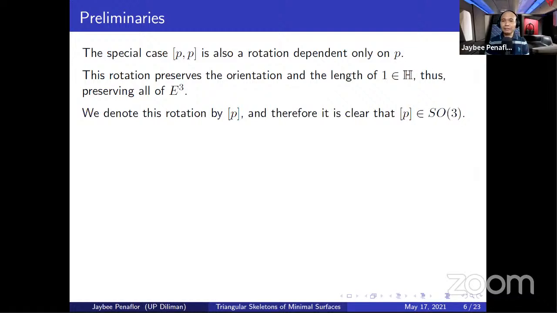All right, so now that we have discussed those preliminaries, we'll be needing those for our notations later in certain theorems and in certain lemmas.